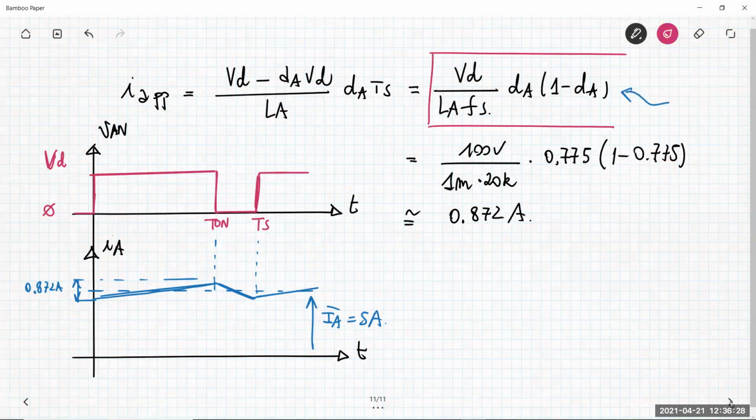For example, you can justify the presence of the ripple because you have a finite LA. If the inductance LA can be larger than 1 millihenry, then you are able to reduce the ripple further on. Okay. This also depends on the switching frequency. If I increase the switching frequency, then my ripple can be reduced.